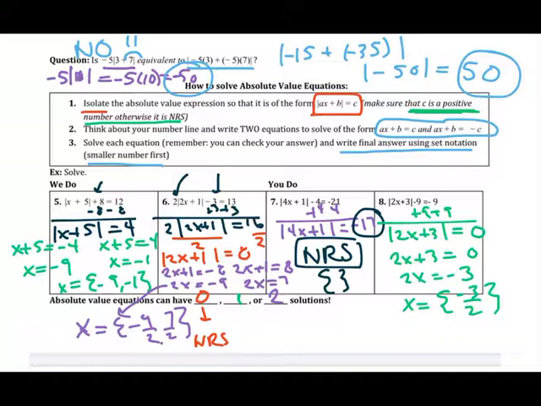So remember to always isolate your absolute value first, then split it up into 2 equations, making sure that it wasn't negative originally, because we can't have a negative distance. Solve those 2 equations and write your final answer using set notation. Don't forget that you can check your answers to make sure that they actually make sense and are correct.